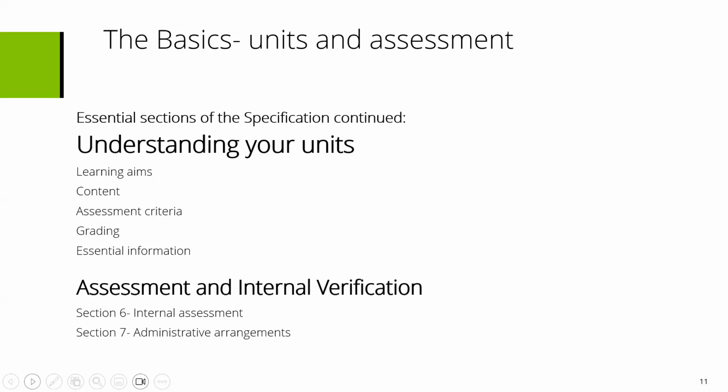You'll also find the assessment criteria related to each of the learning aims, and the assessment criteria is always pass, merit, or distinction. Within the specification, there is also assistance around grading and what to look for in the learner's work when making those grading decisions. There are also assessment and internal verification sections looking at administrative arrangements and how those internal assessments should or could take place.